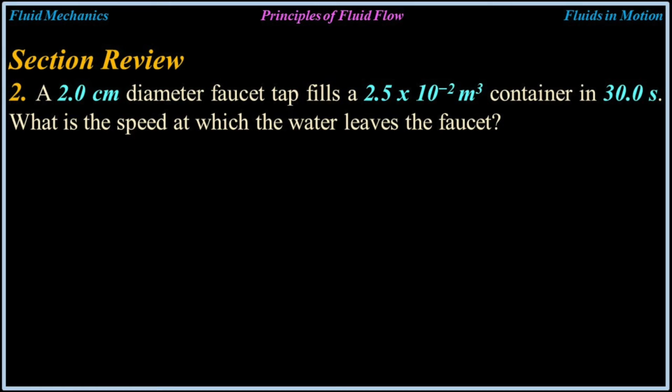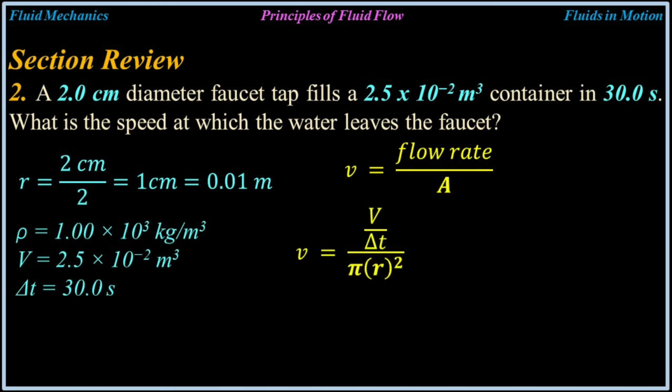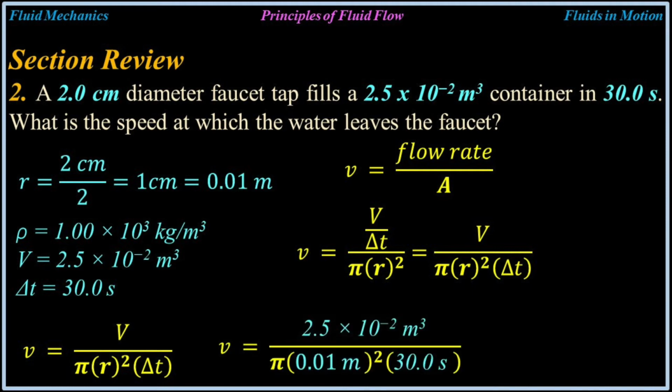A 2 centimeter diameter faucet tap fills a 2.5 times 10 to the negative 2 cubic meter container in 30 seconds. What is the speed at which the water leaves the faucet? Well, that's what I have. You can see that things are converted to the correct unit labels. V equals flow rate over A, and then I'm going to substitute in the flow rate for V over delta T, and then combine the equation and simplify, and then plug in. And I'm going to come up with a velocity of 2.7 meters per second.